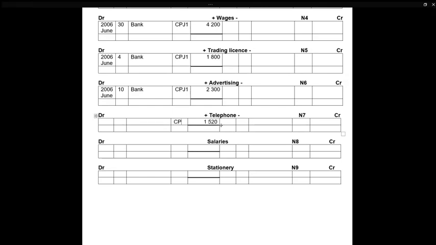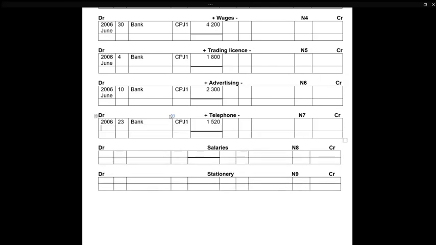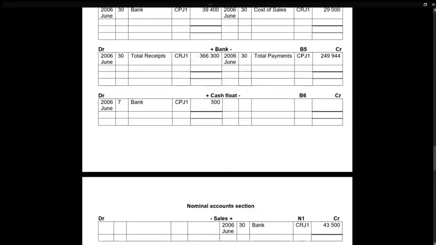Where did I get it from? From my CPJ1. Details was bank. It took place, that specific transaction, on the 23rd. Remember, I need to use the specific day because it is not a total of a column. Okay, June. Next one, salaries.